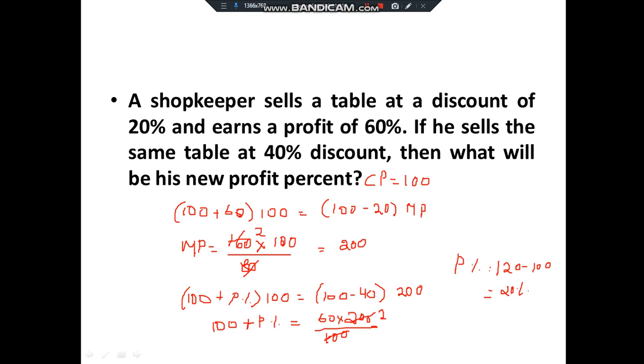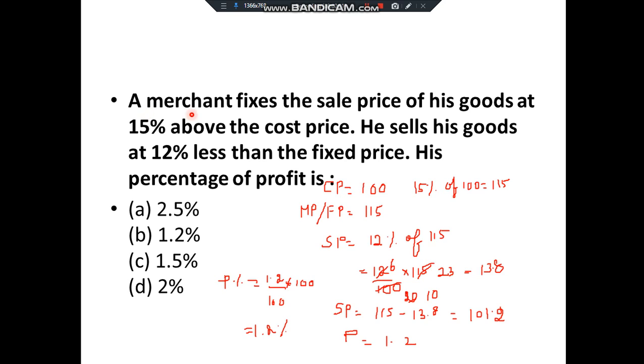Okay. So this is the last question we will see in this session. We have some more variety of questions that we will see in the next session. Okay. So let us see. A merchant fixes the sale price of his goods at 15% above the cost price. That is, above the cost price, our marked price is 15% above. Okay. He sells his goods at 12% less than the fixed price. That is, selling price is equal to 12% less than the marked price. His percentage of profit is? So here fixed price represents our marked price. So don't get confused by the first statement, like fixes the sale price. By reading the sale price, you don't take it as selling price. Okay. Read the question carefully.